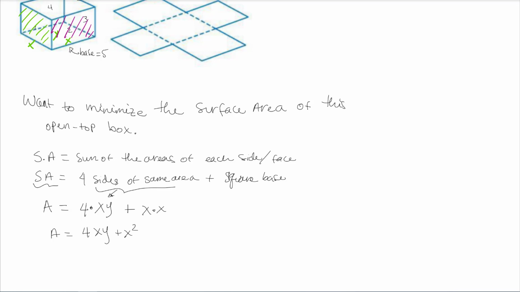Now this kind of gives us a problem, right? Because I want to find the minimum of this, but why is this a problem? Why can't I find the minimum right now?